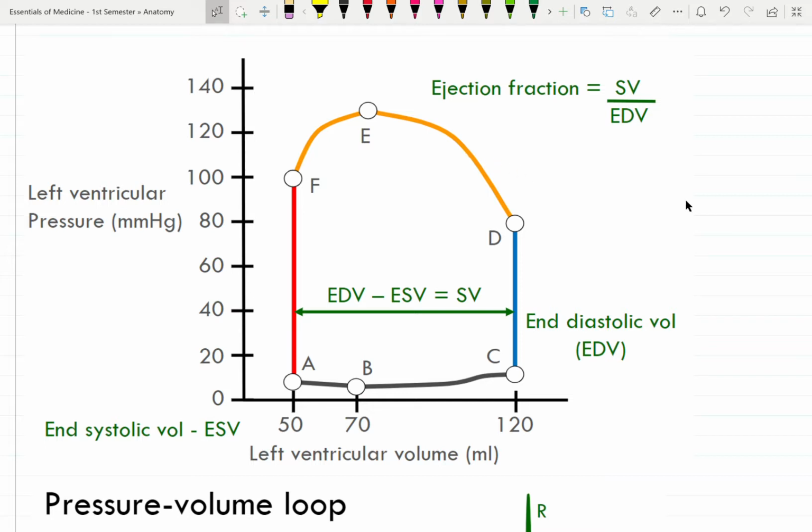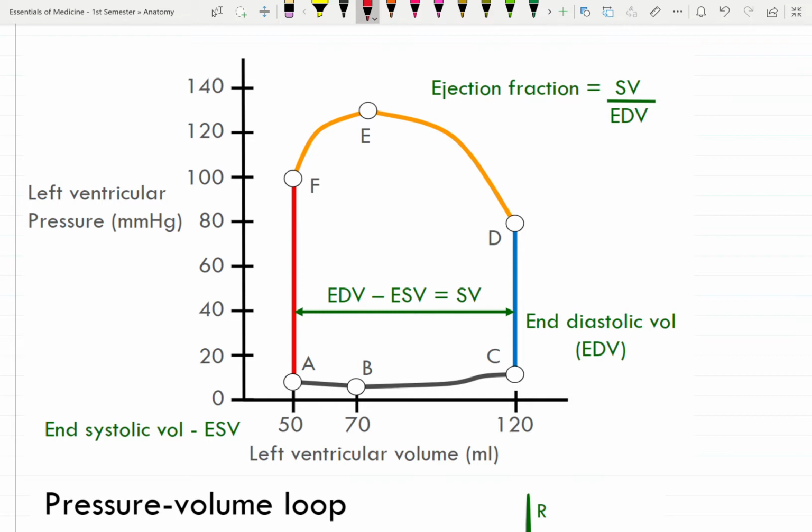Okay, so in this one, I'm going to talk about volumes. What are the two volumes that are seen? Well, when we look at the cardiac cycle, we're looking at the EDV and ESV. That represents the end diastolic volume and the end systolic volume, respectively.